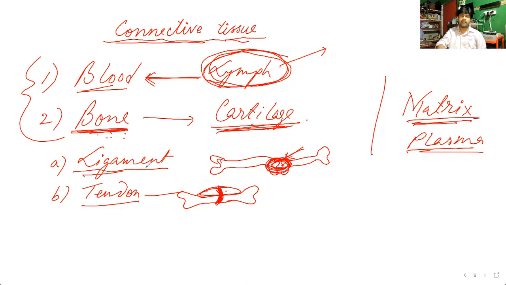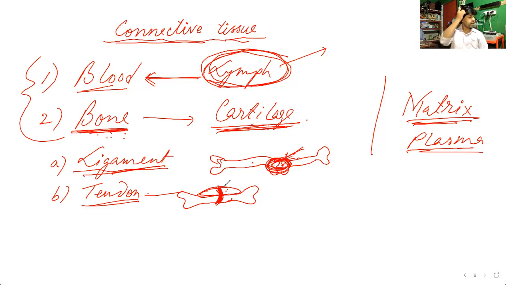Okay, so you will also get the differences between ligament and tendon. Ligaments connect bone with bone, and tendons connect muscle with bone. Ligaments are generally elastic in nature, and tendons are not so elastic in nature. So these differences you can write.